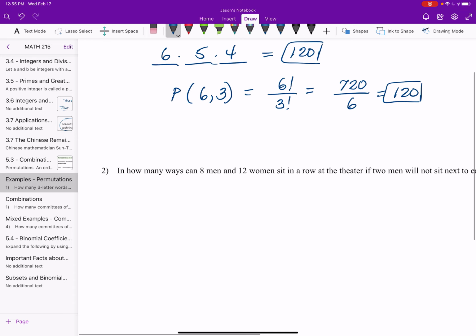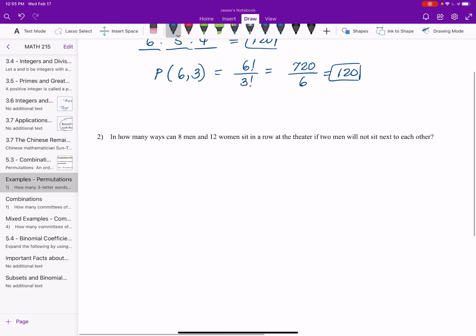Now, this problem is a little bit trickier, so let's just see what we're up to here. In how many ways can 8 men and 12 women sit in a row at the theater if no 2 men will sit next to each other? So we want to make sure the guys don't sit next to each other. So here's what we're going to do. Step 1, we're going to seat the women.